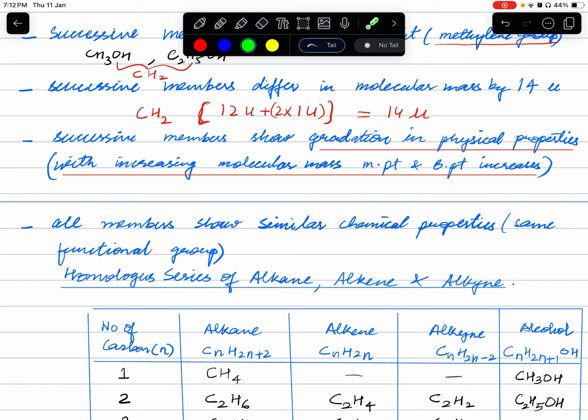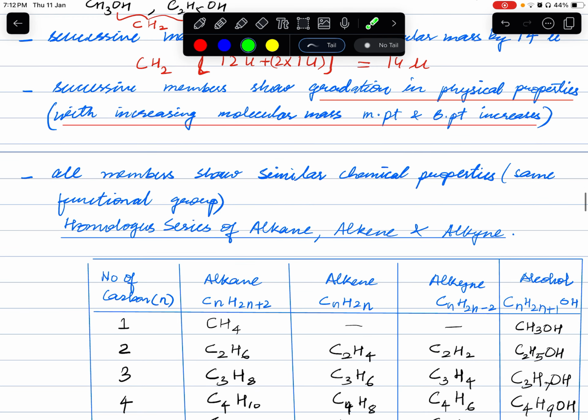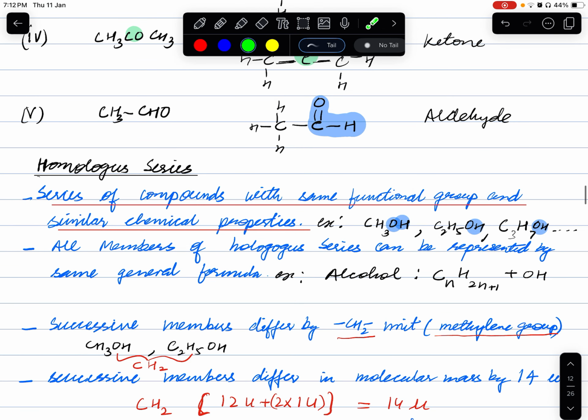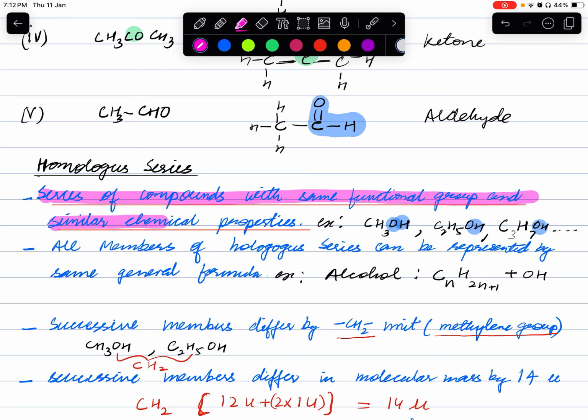Why? Because all have same functional group. All members show similar chemical property. Okay, why? Because they have same functional group. This is all about homologous series. But for homologous series, you should remember this definition. That is, a series of compounds with same functional group and similar chemical property.